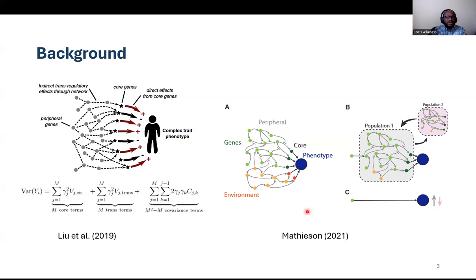And in 2021, Matheson et al. extended on some of the implications of the omnigenic model by showing that we would expect the core genes to have consistent effects across population 1 and population 2. In contrast, the peripheral genes will have different effects because of the interaction in different networks between population 1 and population 2. So clearly there is a need to model non-additive genetic variants.